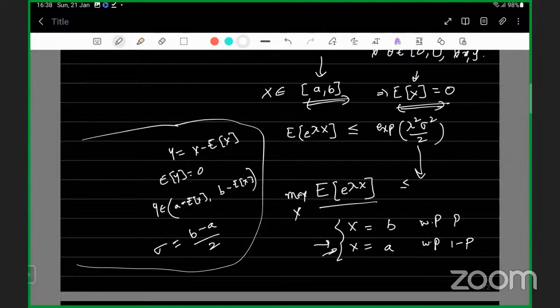Okay. Yeah, so that's roughly the high level. Mhm. So anything else?